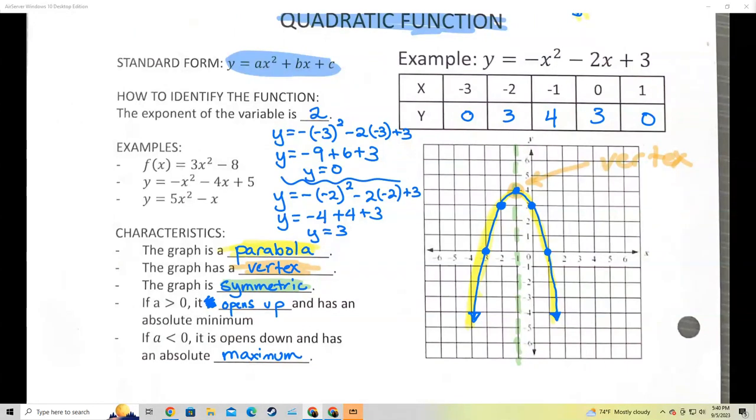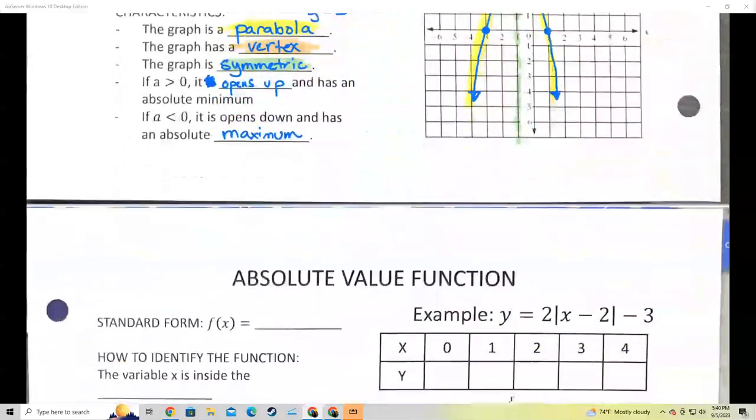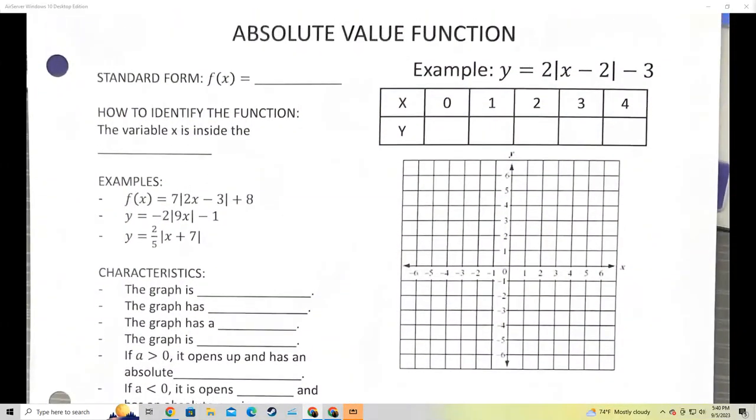All right, that takes care of quadratic functions. Let's keep moving on. This next one we have is absolute value functions.